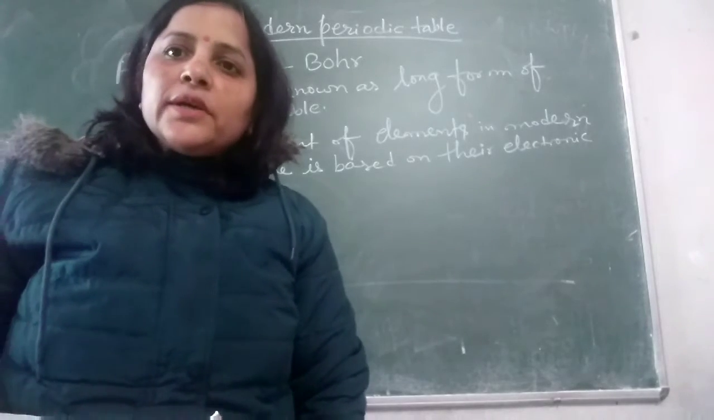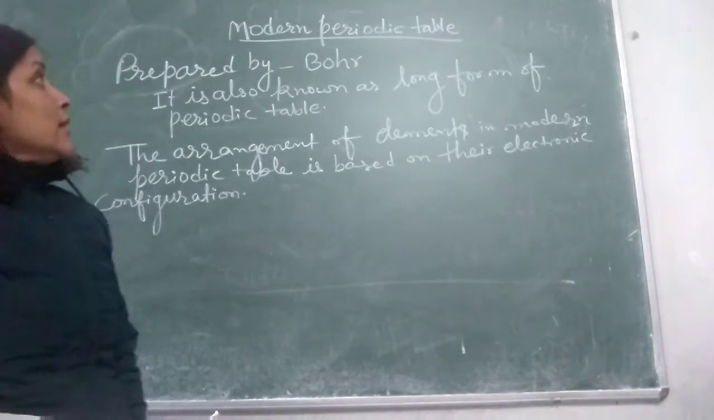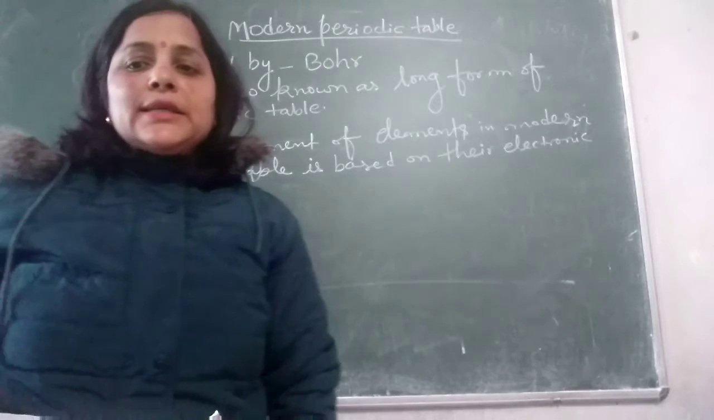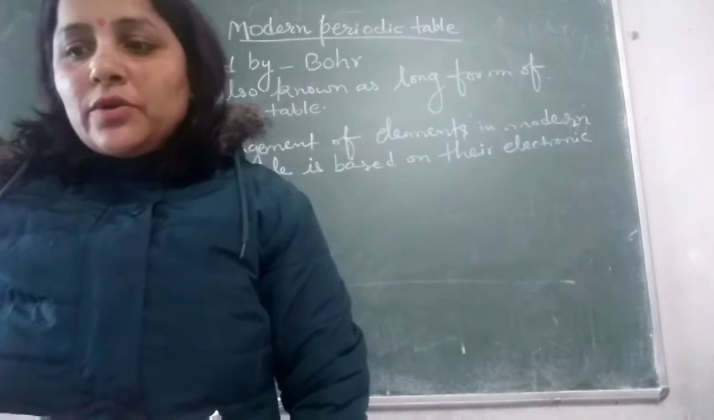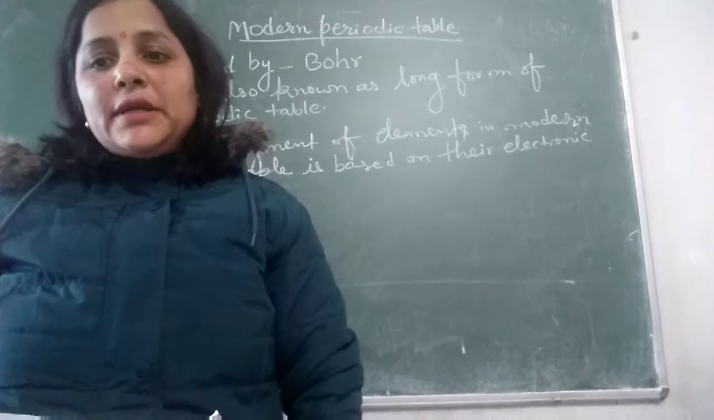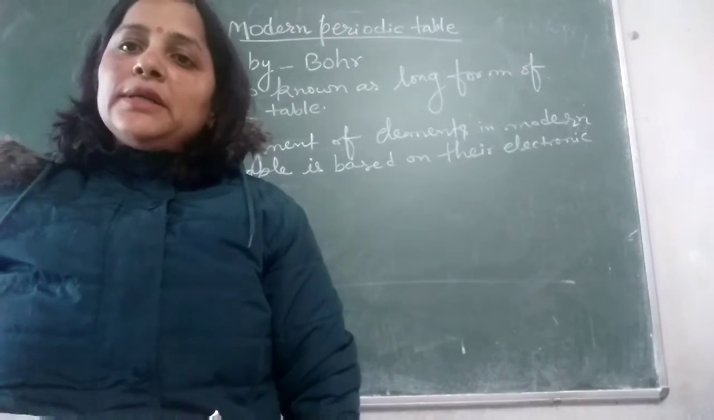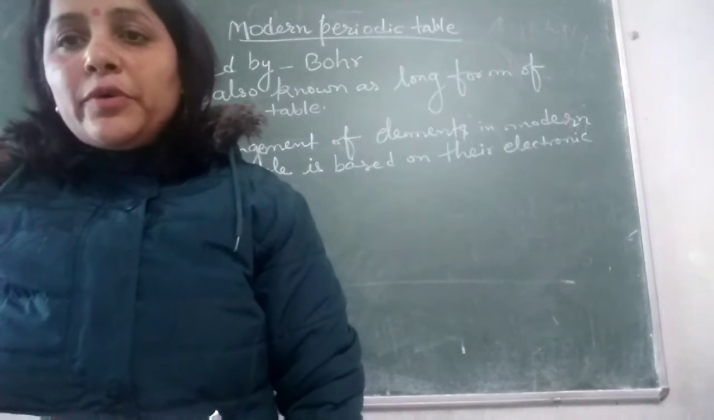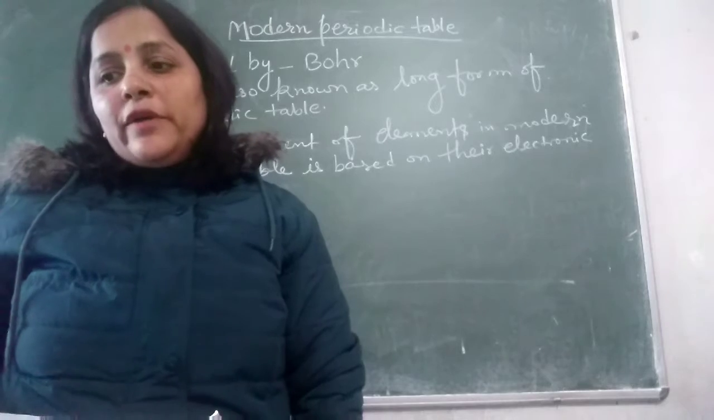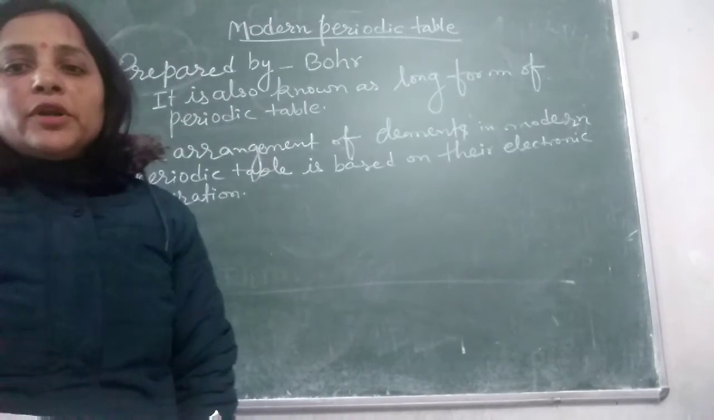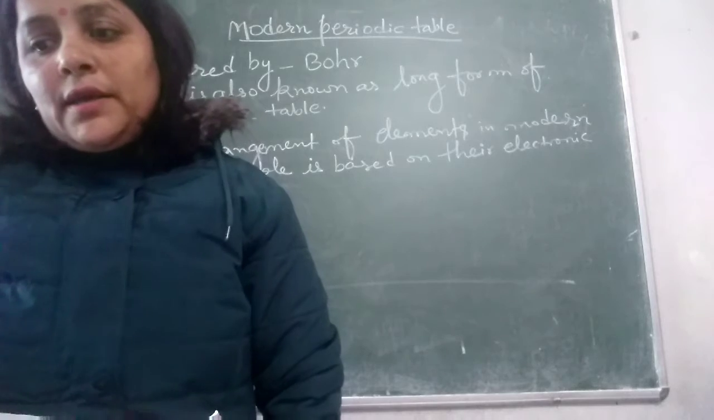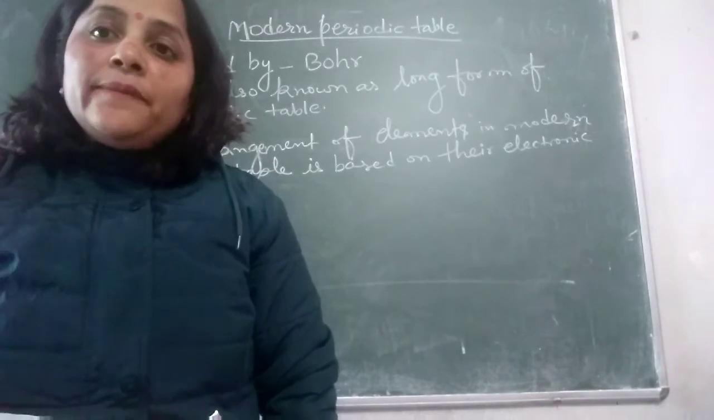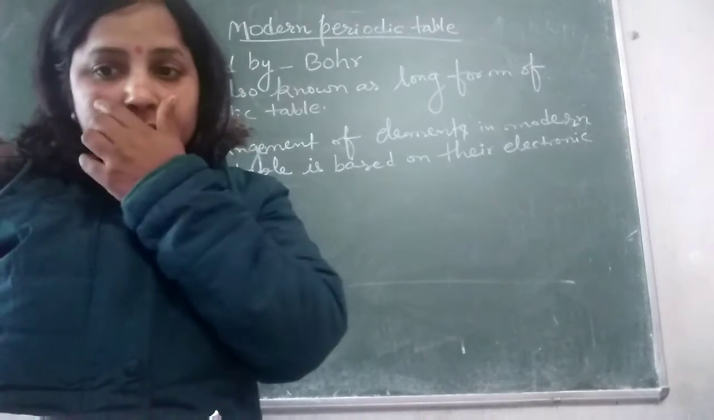Hello students, today my topic is the modern periodic table of class 10th. Basically, the modern periodic table is based on the atomic number of elements. The atomic number of an element is equal to the number of protons in an atom of the element. Since the number of protons and electrons in an atom are equal, an atom is neutral.